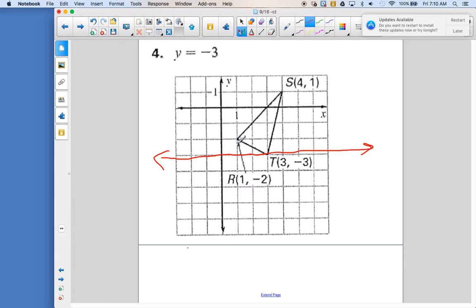So let's see, we're 1 unit above our line of reflection with R, so R prime goes 1 unit below. T is right on our line of reflection, so T prime is right on our line of reflection. S is 4 units up, so I'm going to count 4 units down. 1, 2, 3, 4. Okay, this is pretty handy because I'm looking at the picture and doing my reflection by counting.